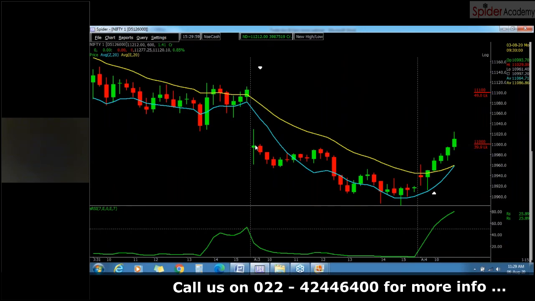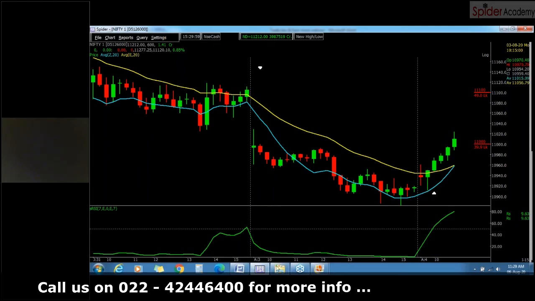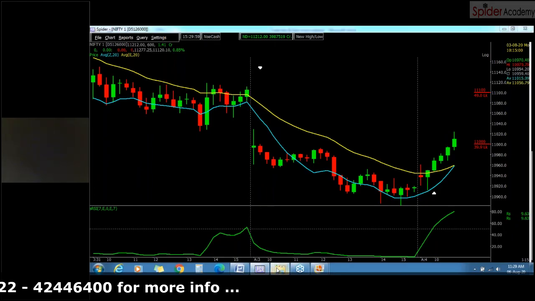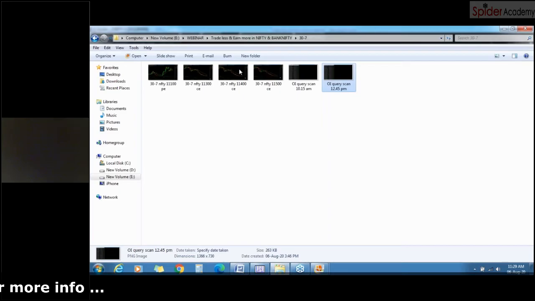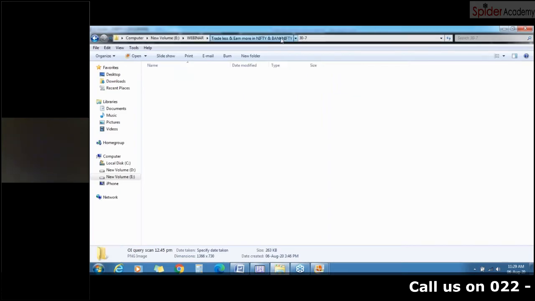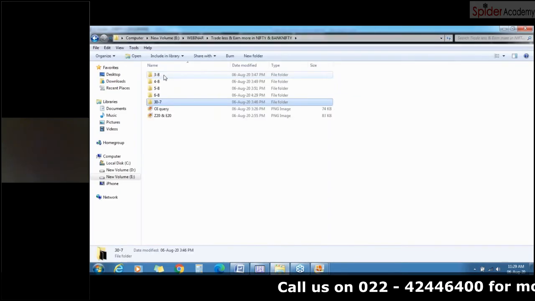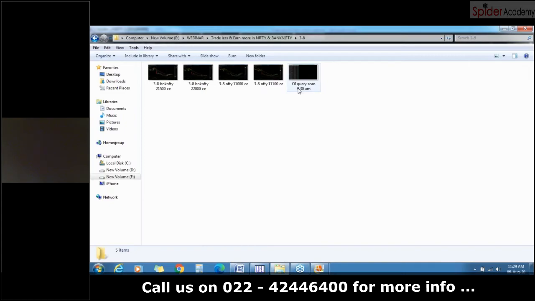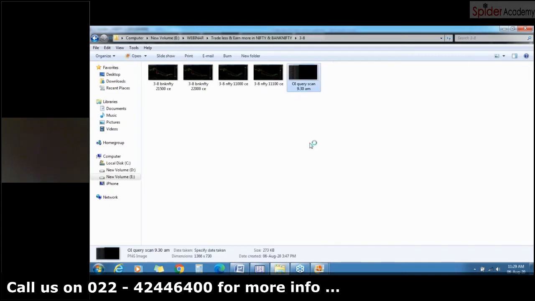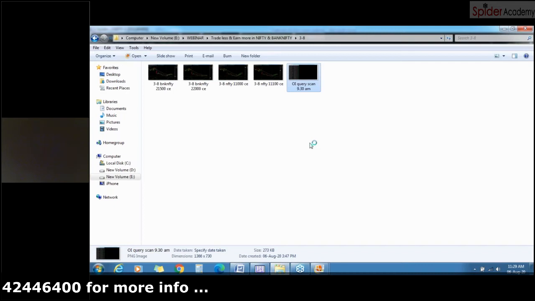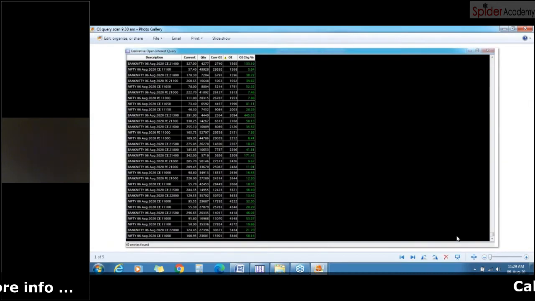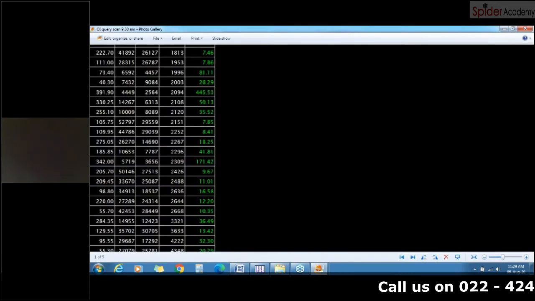How will we get the confirmation? We will go for the NSE derivatives OI query. Okay, so I will just open up the derivatives pictures over here. So this is the OI query scan at 9:30 a.m. Here same, we will be looking for the 7 strike prices, shorting with the highest OI. So here we can see we have got the strike prices as 11,000 call.